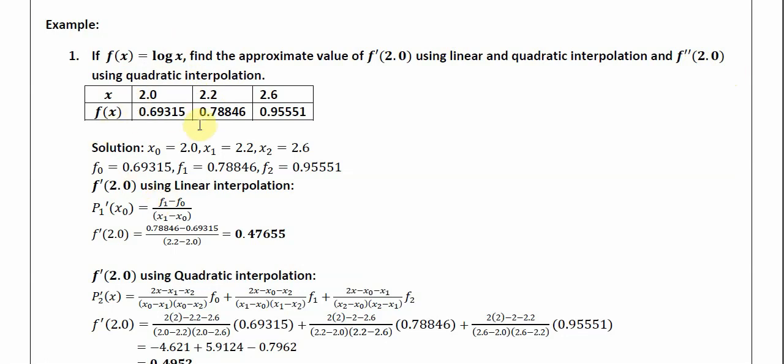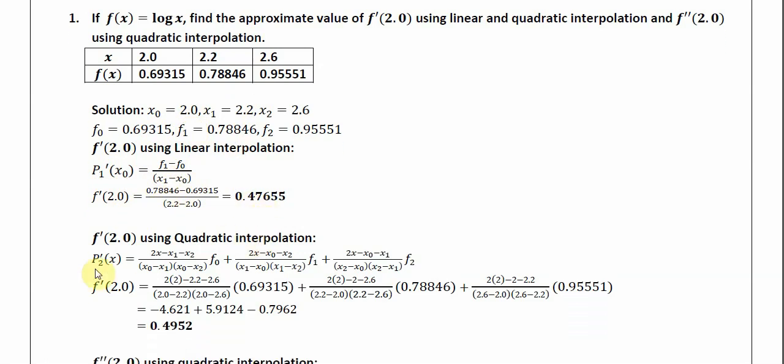So this is the given data table. x0, x1, x2 is written down over here. This is f of x0, f of x1 and f of x2, that is f0, f1 and f2. Now f dash of 2.0, we are finding the derivative at the first point, f dash of 2.0 using linear interpolation. This is the formula we have: p1 dash of x0 is equal to f1 minus f0 divided by x1 minus x0. Substitute the relevant points and simplify. This is my first derivative at 2.0.